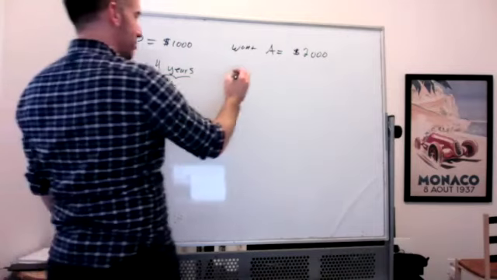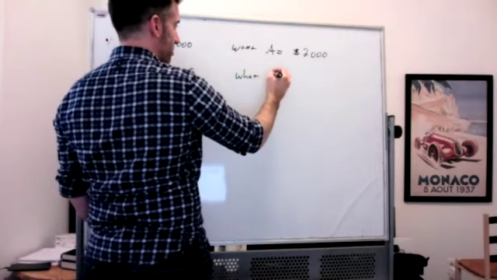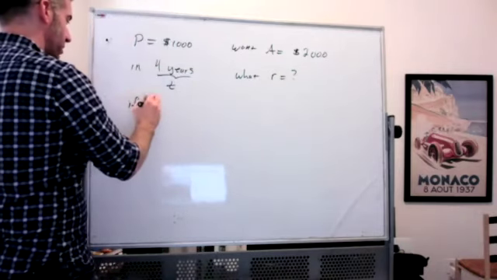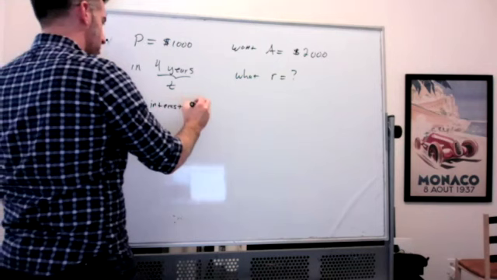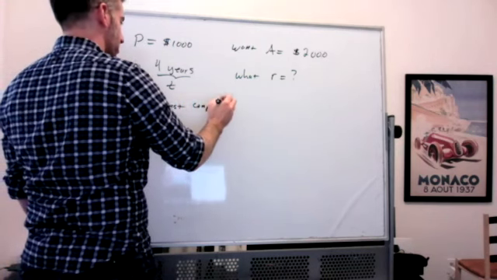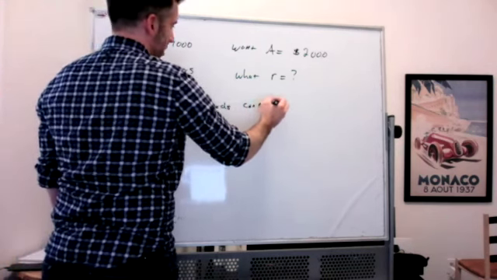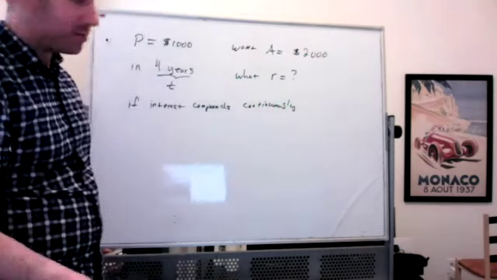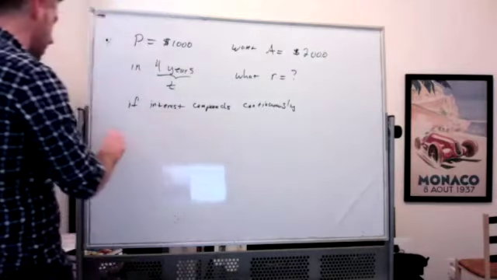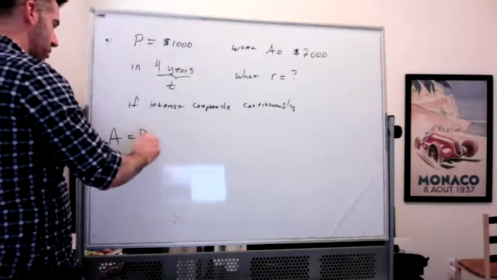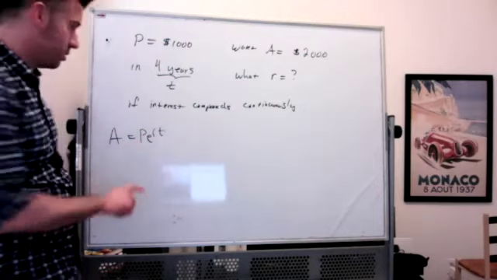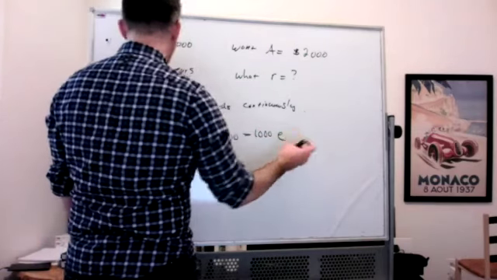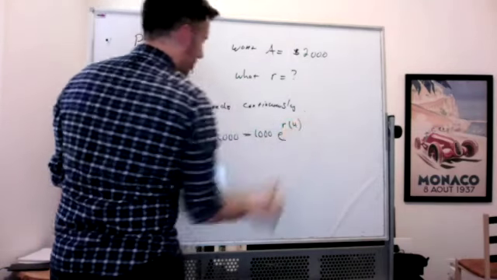What interest rate? What does r need to be if interest compounds continuously? Oh, and there's actually kind of an interesting thing that's true here that I'll mention. All right, so we're going to set up the formula. Compounds continuously means we're in the A equals Pe^(rt) situation. 2,000 equals 1,000 e^(r times 4).